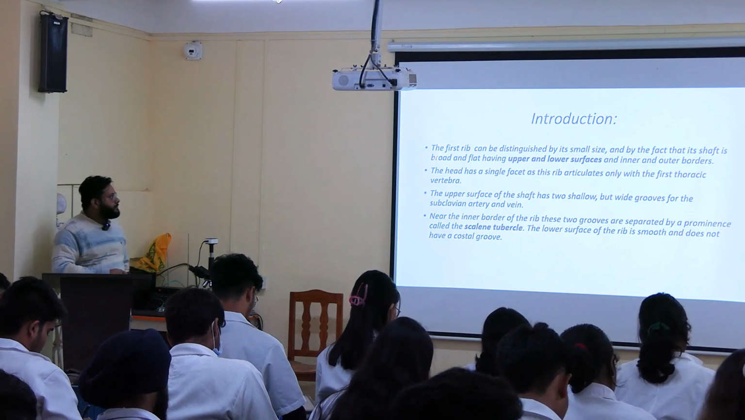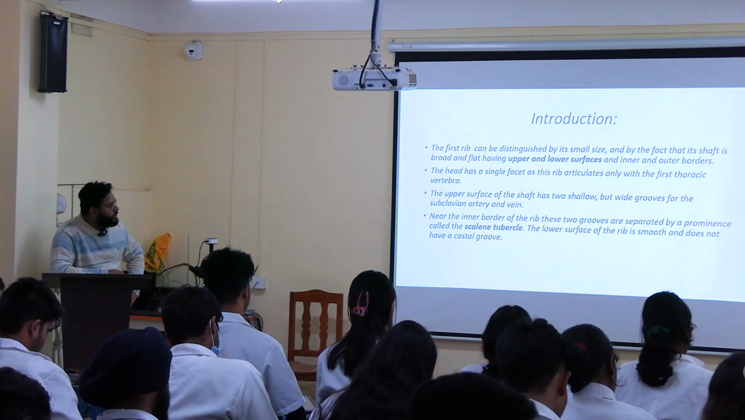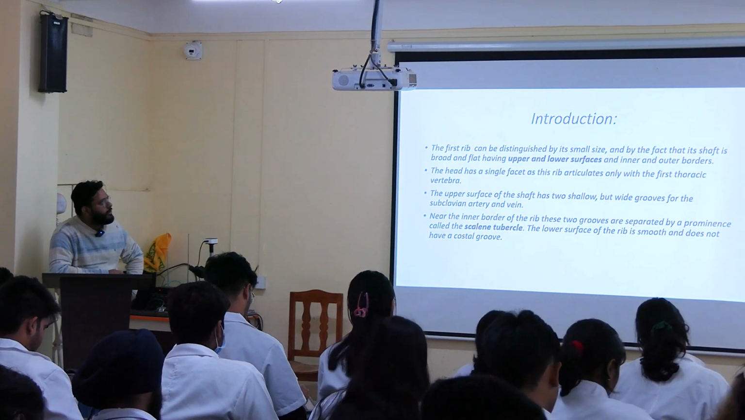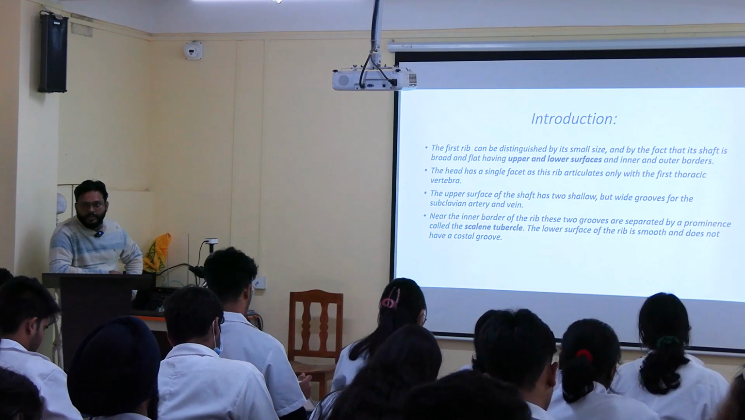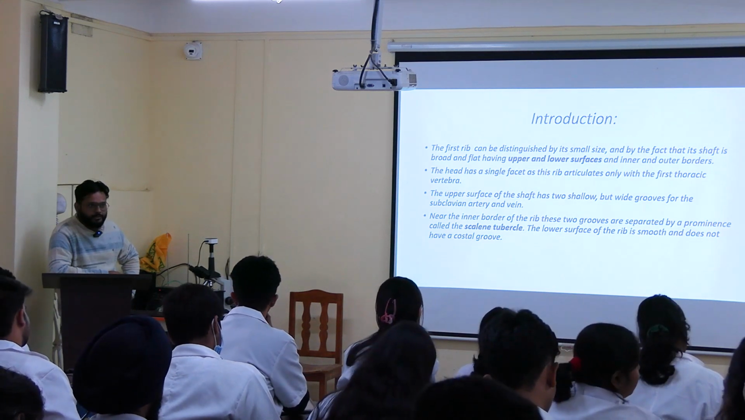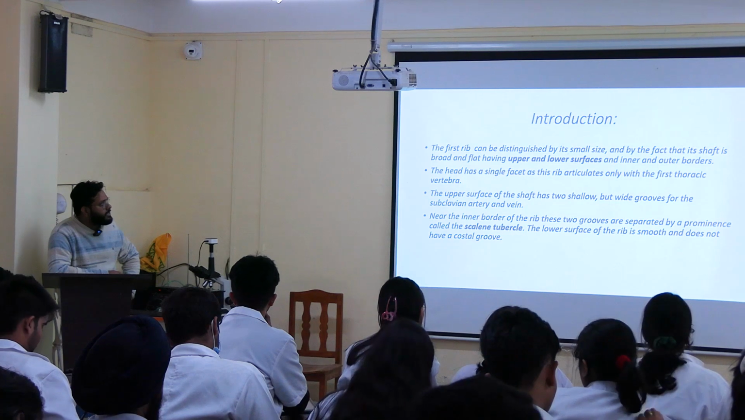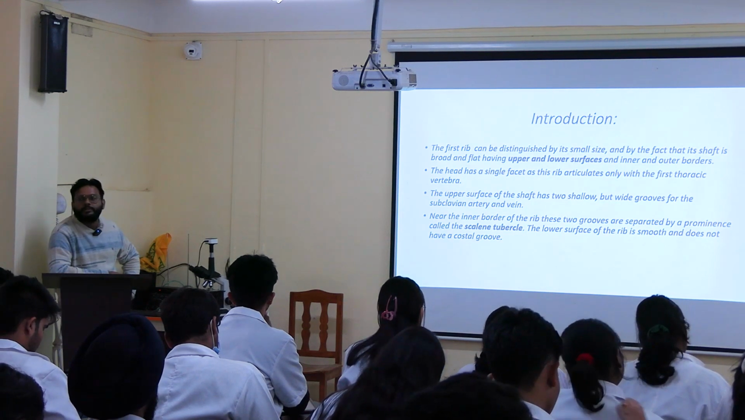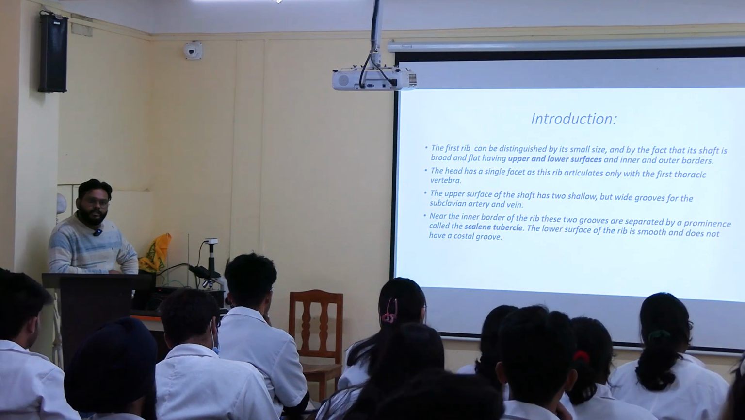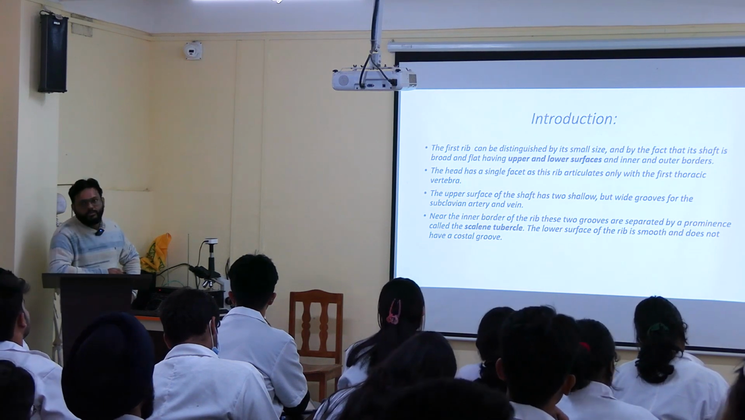तो क्या क्या लिखा हुआ है? The first rib can be distinguished by its small size, by the fact that its shaft is broad and flat, having upper and lower surface and inner and outer borders, ठीक है। The head has a single facet and this one articulates with the first thoracic vertebra. This one you have to know.